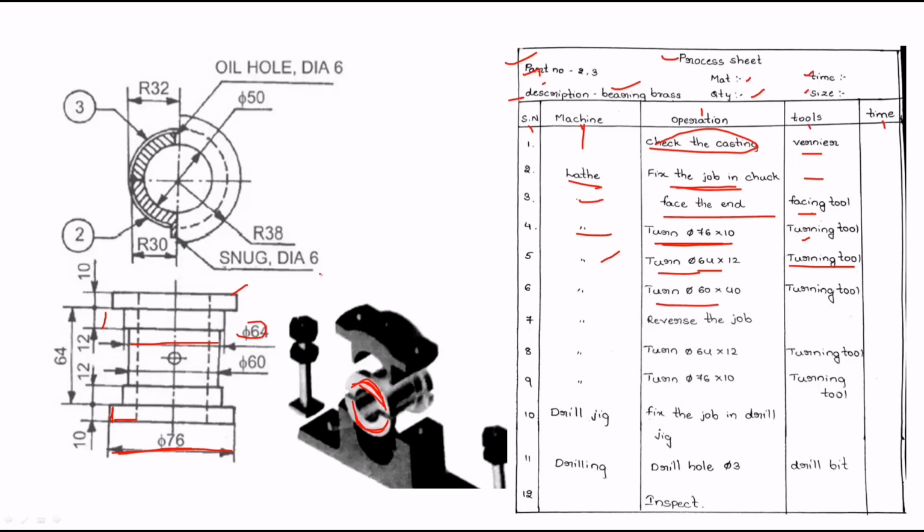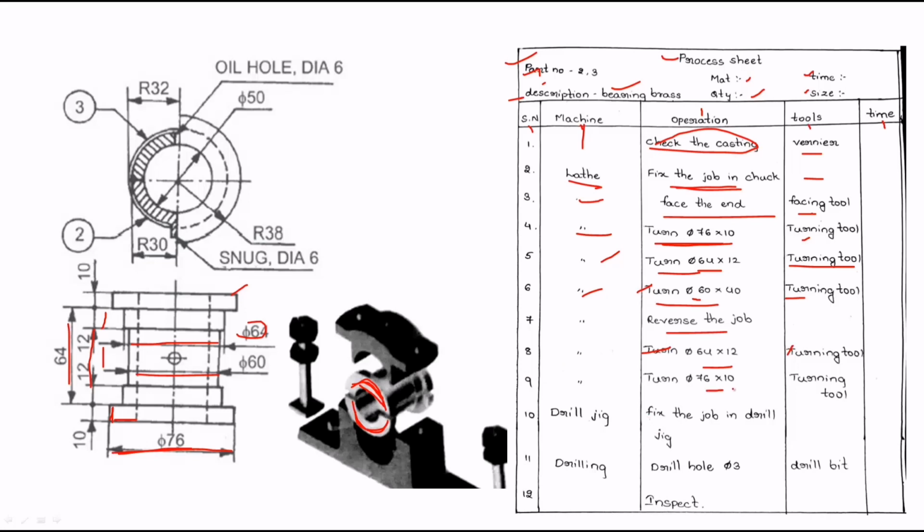Next operation, turning of 60 into 40. Again this diameter is 60 and this length, look at this, from here to here is 12 plus 12, 24, and this gap is 16, total 40. So 60 into 40 turning operation with the turning tool on the lathe machine only. Then reverse the job. After completing one side, reverse the job in the lathe machine. So again turning of 64 into 12, the other side also has 64 into 12, turning that side with the turning tool.